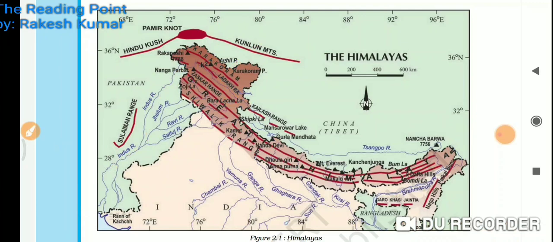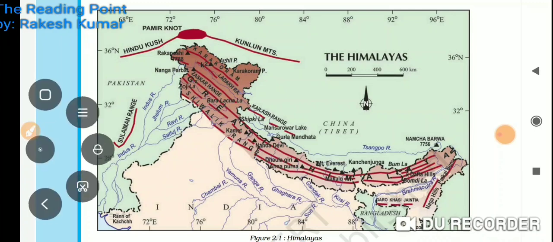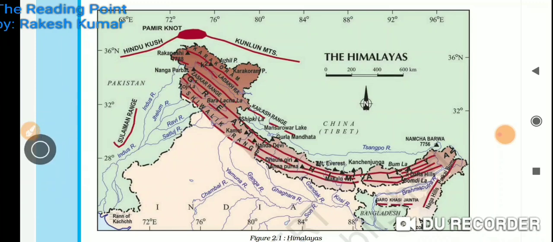Now the Himalayas extend from the Indus river in the west to the Brahmaputra river in the east. This is the Brahmaputra river. So it extends from the Indus to the Brahmaputra. Himalayas means the abode of snow. In Hindi or Sanskrit, him means snow (barf) and alaya means home (ghar). So the meaning is abode of snow.